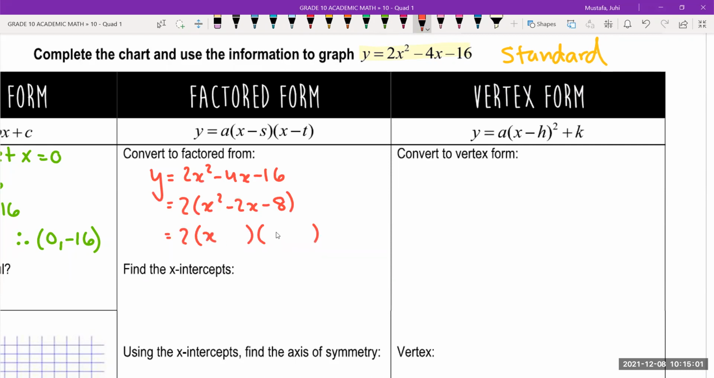So it's going to be an x and an x. What are 2 numbers that multiply to give you negative 8, but add or subtract to give you negative 2, Jennifer? Negative 4 and positive 2 work really nicely.